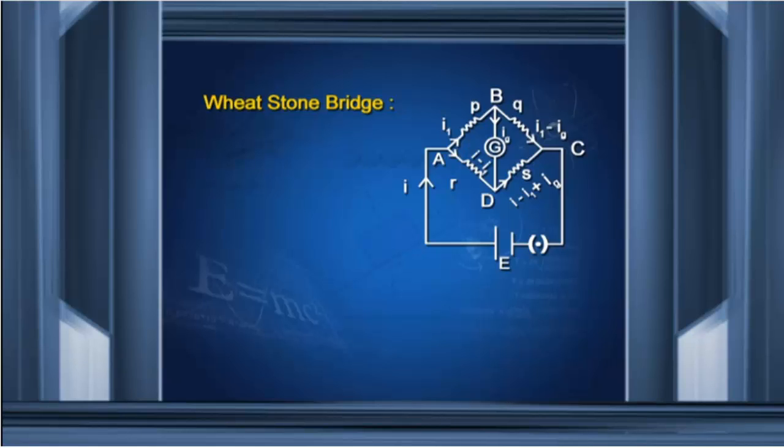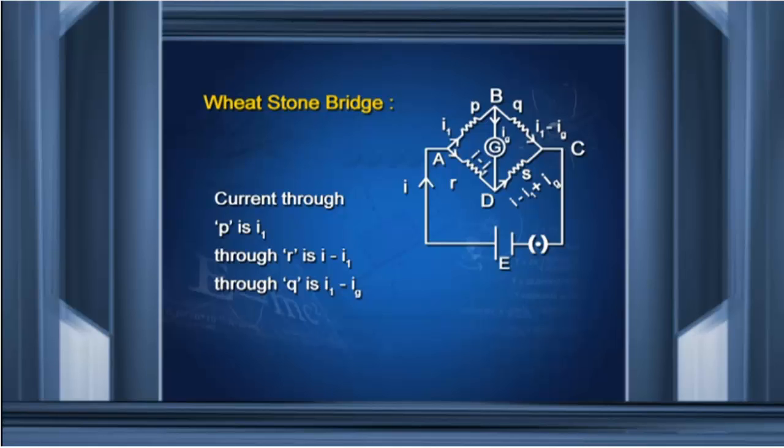If current from the cell is I, current through P is I1, then current through resistance R is I minus I1. If point B is at high potential, then current through the galvanometer is Ig as shown in the diagram. Then current through resistance Q is I1 minus Ig and current through the resistance S is I minus I1 plus Ig. Let's study the proof.